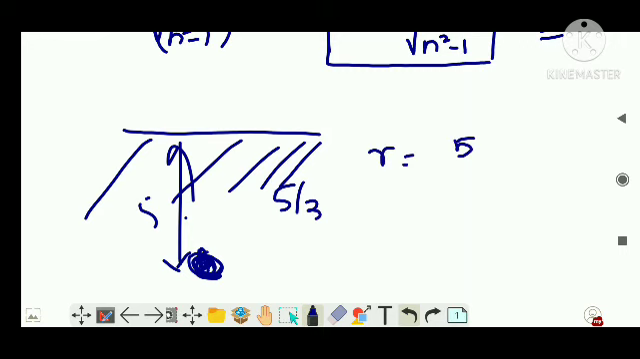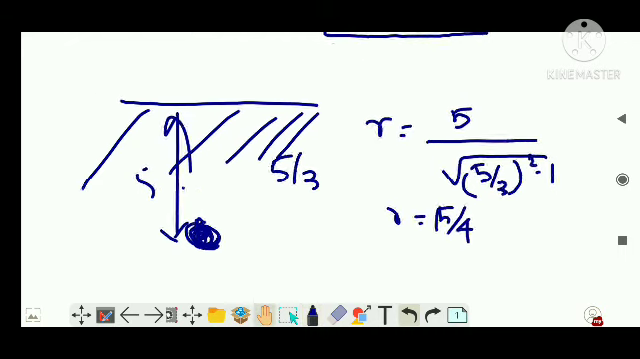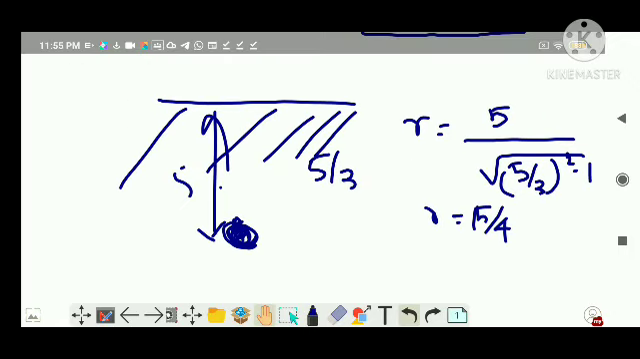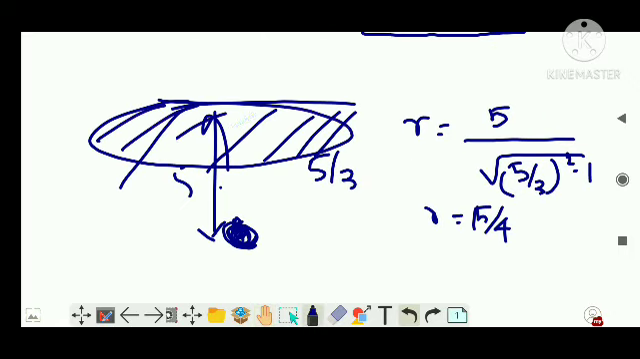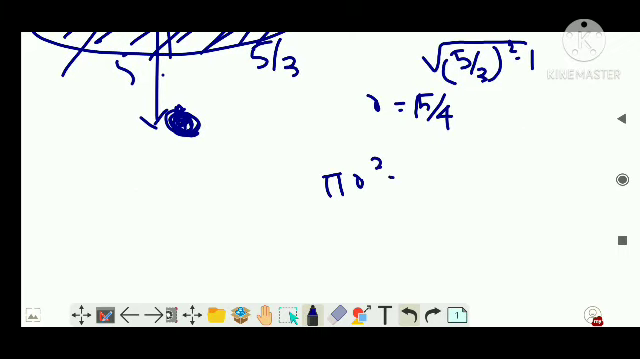So again, r is equal to h, that is 5, divided by root of (5 by 3) whole square minus 1. You will get r's value as around 15 by 4. Now you are asked what is the area through which the light emerges. This much is the area through which the light emerges, right? So I will write it as pi r squared. So it is pi into (15 by 4) whole squared. Clear? Simple, right?